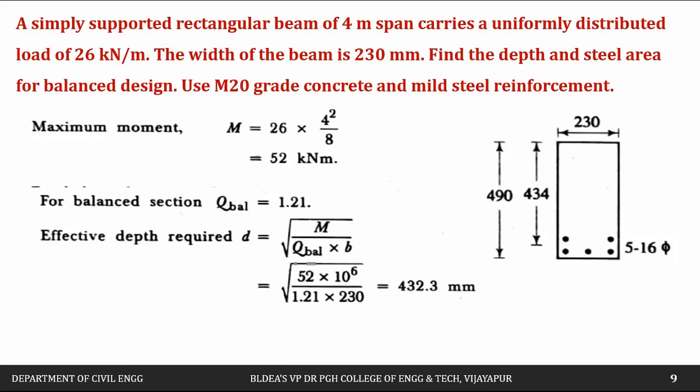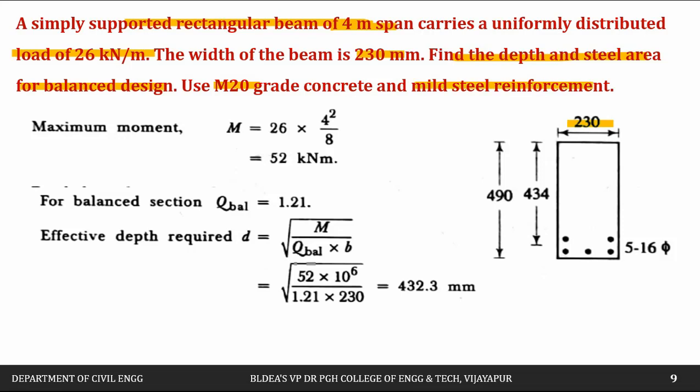A beam of 4 meter span is carrying a load of 26 kilonewton per meter. The beam width is 230 mm and find the depth and steel area for a balanced design. Our concrete is M20 grade and mild steel reinforcement.